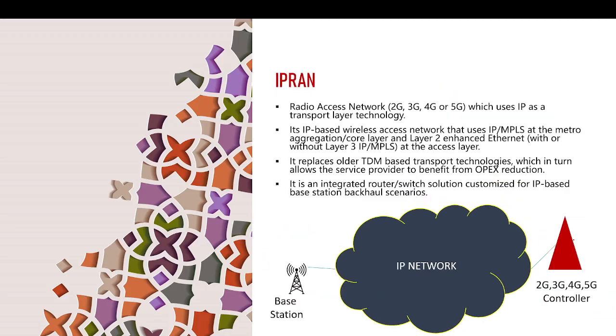So now we look at the IP. When we talk of IP, of course, we know IP stands for Internet Protocol. So we have the radio access network that is based on IP. This is what we are calling the IPRAN. We are using IP as the transport layer technology. You have your base station here, you have your controllers. Now instead of using SDH or TDM or many other older technologies, you deploy an IP network in the middle of these nodes. So this is what we are calling the IPRAN.